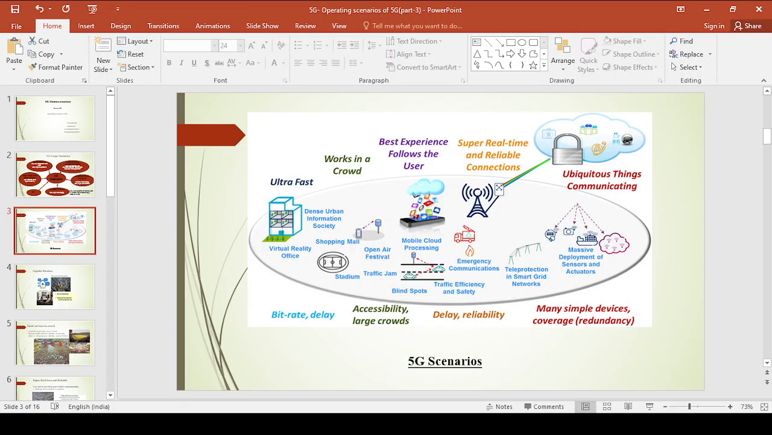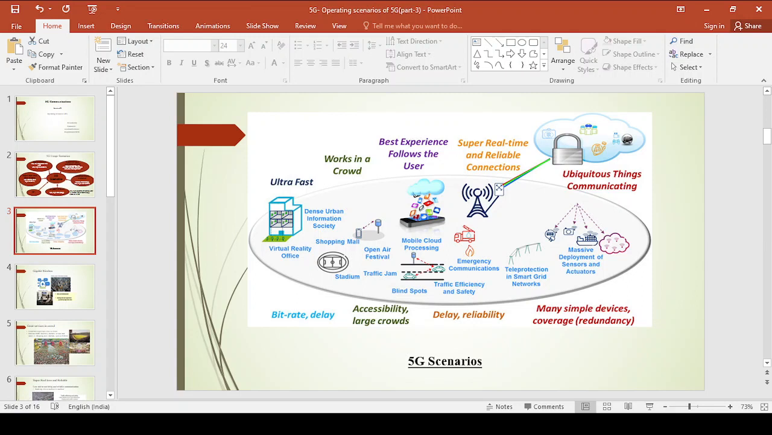It also expects to increase the connection density by 10 times. That means more number of devices. The 5G should support connection density of 10 times if you compare with the previous generation system. It also expects to improve spectral efficiency by 3 times, right?